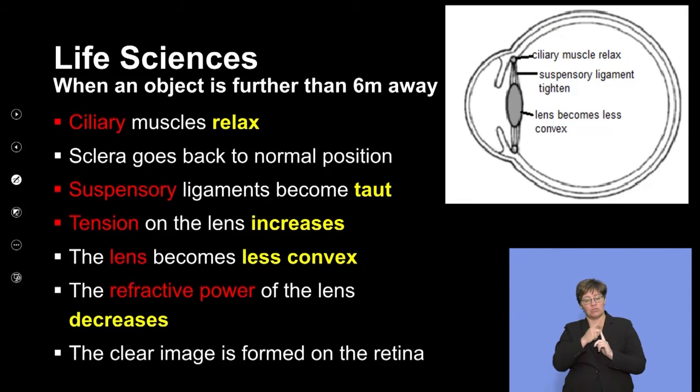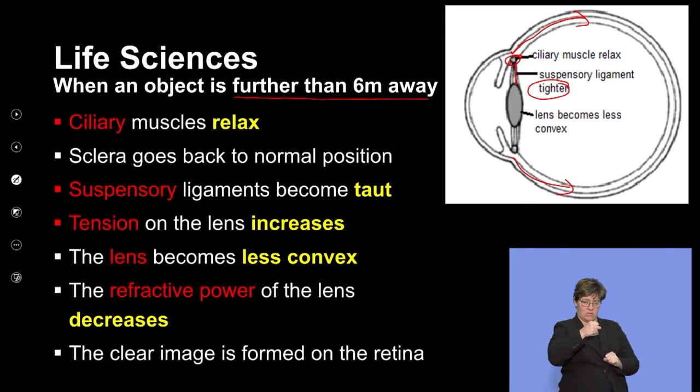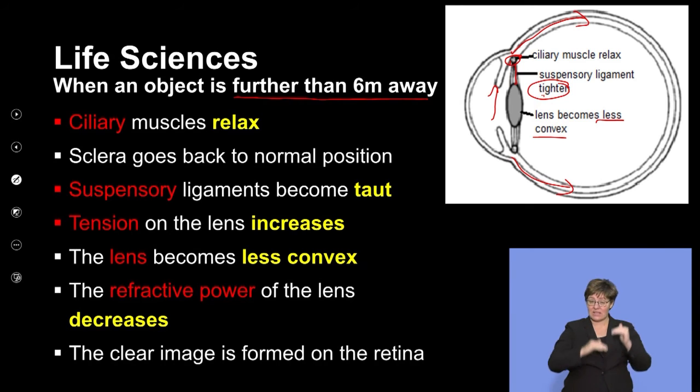Now let's move on to what happens when an object is further than 6 meters away. Now just the opposite will happen, right? Firstly, your ciliary muscle will relax. See how small it is now. And when it's so small, it's not pulling the sclera forward anymore, so the sclera is now moving back to the normal position. But now, look, it's actually pulling the suspensory ligaments upwards, so they tighten. They are tightening now. And when they are tightening, there's more tension on the lens. And when there's more tension, the lens becomes flatter. But we're not allowed to say flatter, we say less convex. Right. And when it's less convex, then there's less refraction.